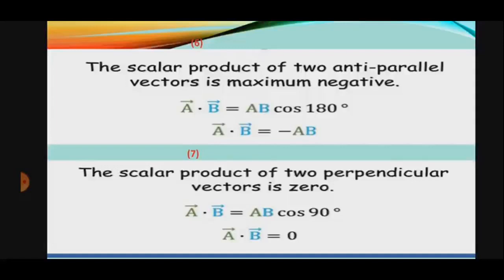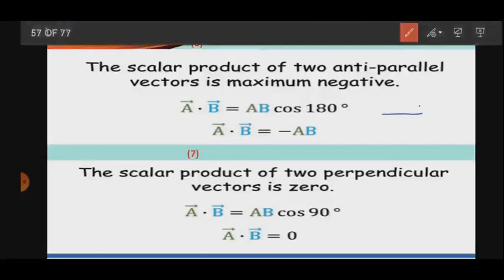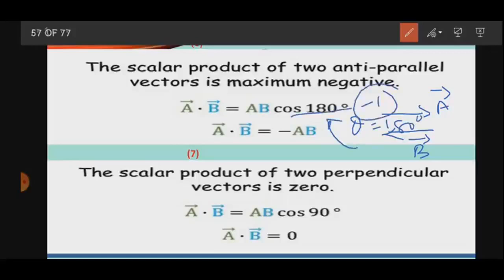Now see, a vector, b vector: a vector along the x direction, b vector along the opposite x direction. What is the angle? Theta is equal to 180 degrees. Now substitute the relation, cos 180 is equal to minus 1. So a vector dot b vector is equal to minus ab. This is the minimum scalar product of two vectors.